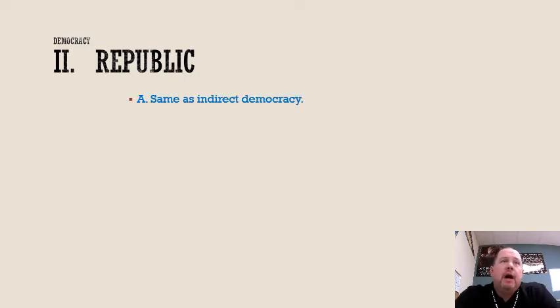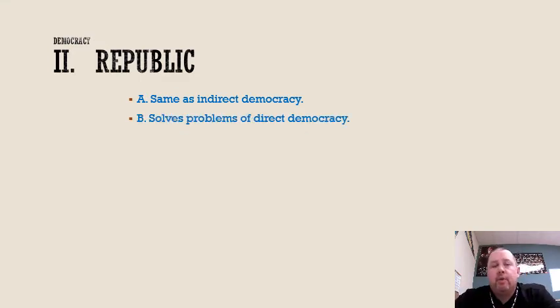So in order to limit direct democracy, or in order to solve this problem, our founders come up with the idea of a republic, right? So a republic is the same thing as indirect democracy. We talked about that. This is where we are electing people for us. It basically solves the problems that we see with direct democracy, right?